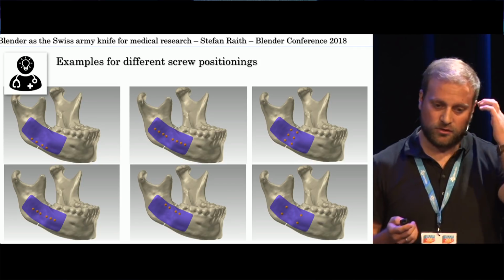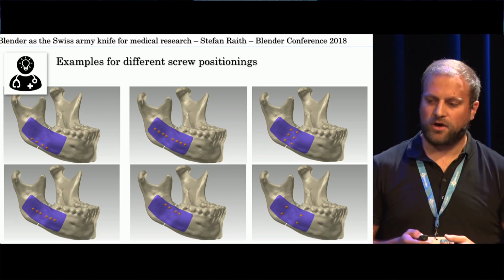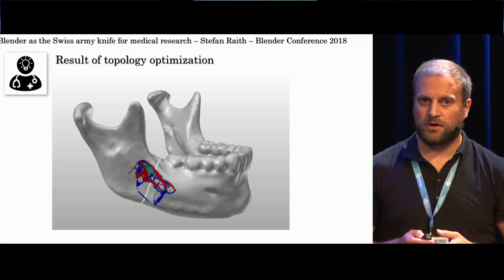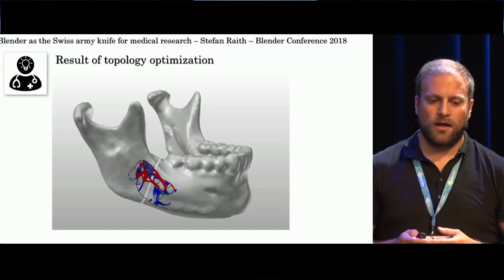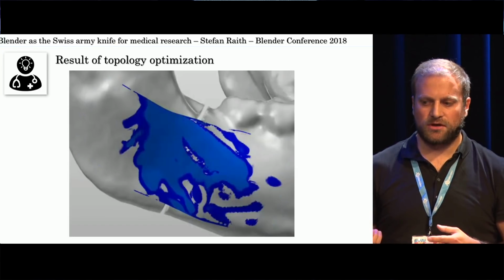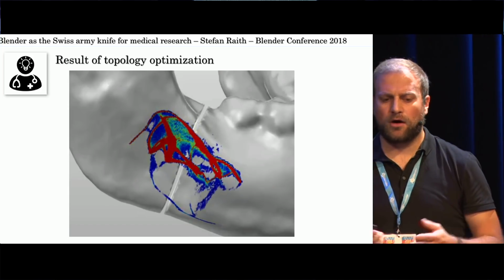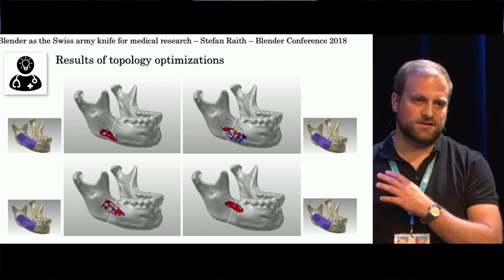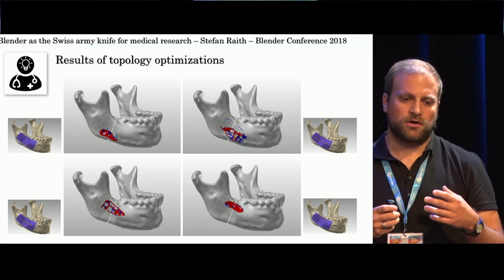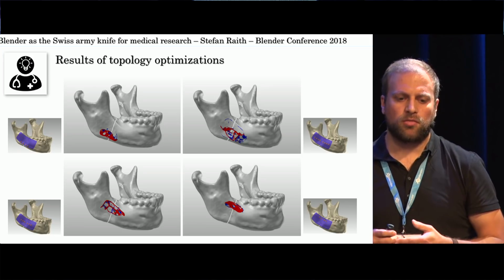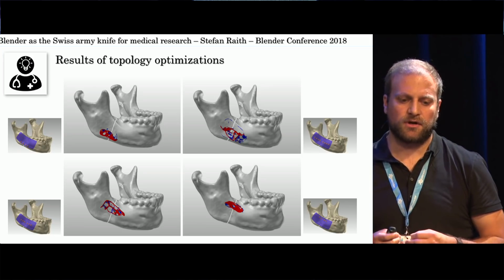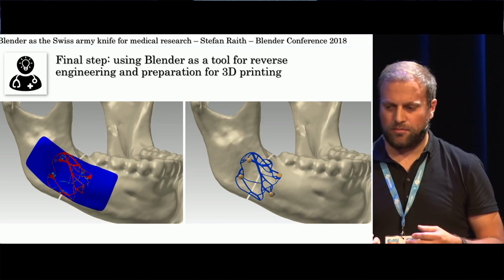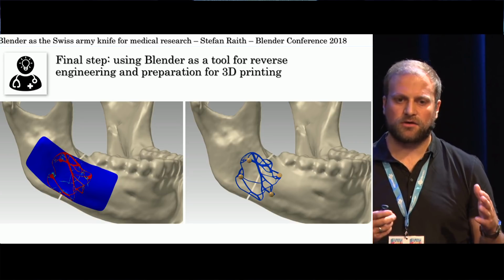And like this, we can, of course, easily make different variants in screw positionings. And here I show you some result of topology optimization of such an implant structure. Here a close-up of how this looks like. And if we have different screw positionings, then we can easily see how our topologically optimal plates adapt to these different screw positionings.